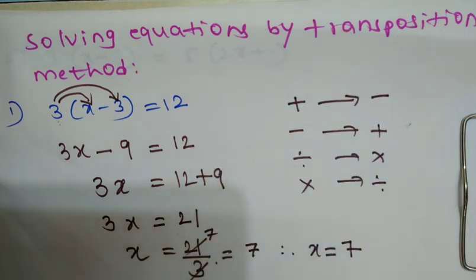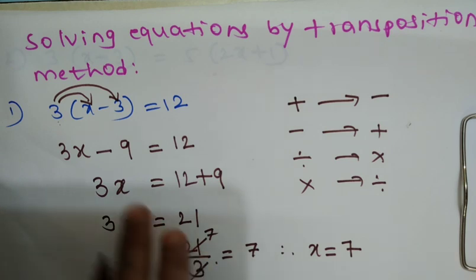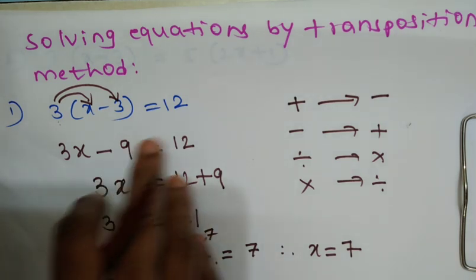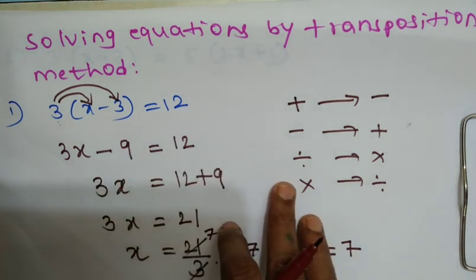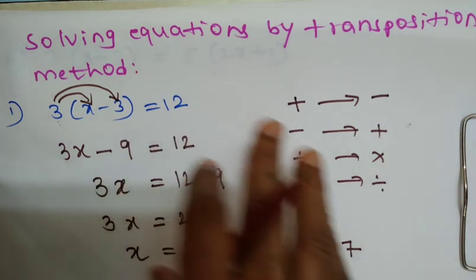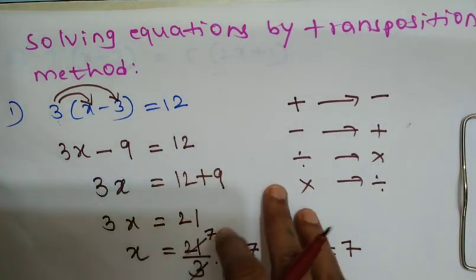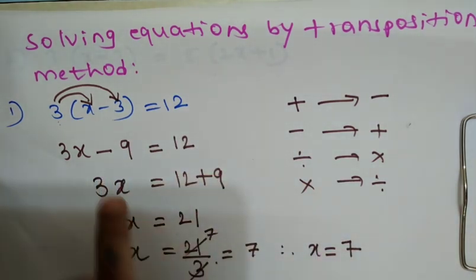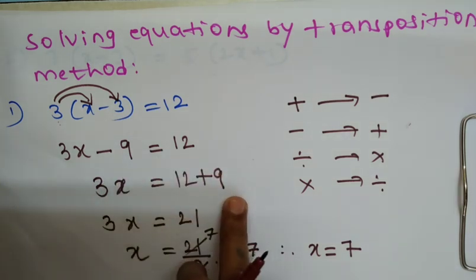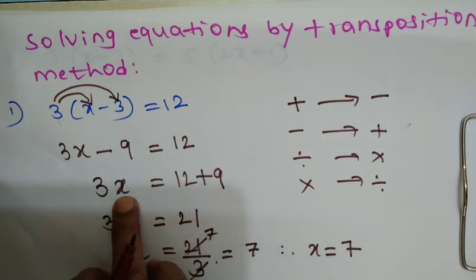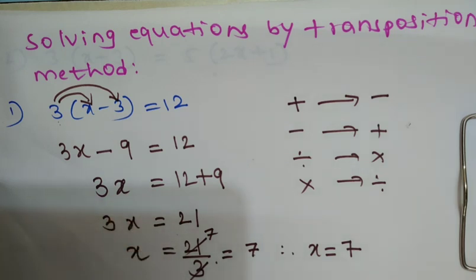In the transposition method, first we take all constant terms to the right side. What are constant terms? The terms free from the variable. So we take constant terms to the right side, and then in the next step we make the coefficient of x as 1. So what are you getting?